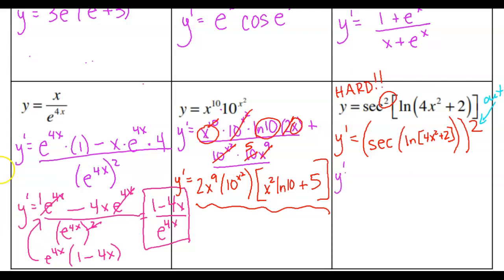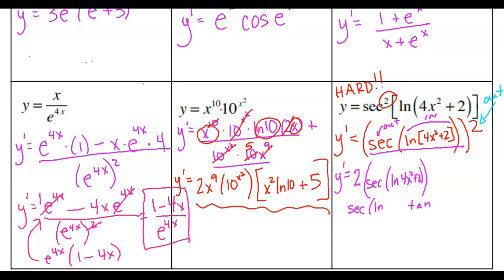So our derivative, we start by doing the derivative of the outside, which is a power rule. So we bring the 2 down. All of this inside stays the same. And we subtract 1. Now, I'm just going to do the derivative of the inside. So this is the outside, and this is all the inside. So the derivative of secant is secant tangent. So I'm going to write it down here. So we've got secant tangent. The inside of that stays the same.